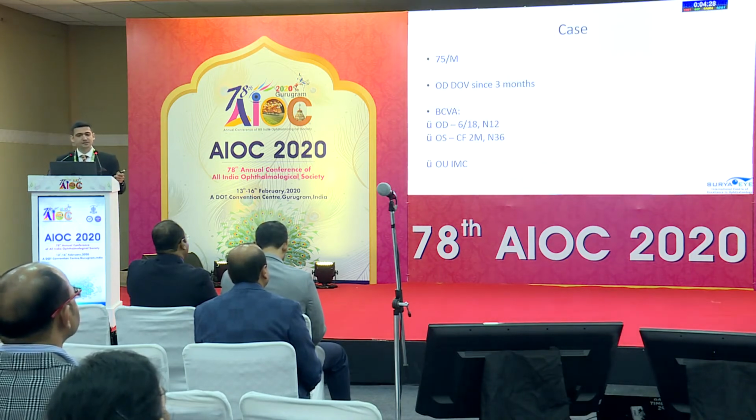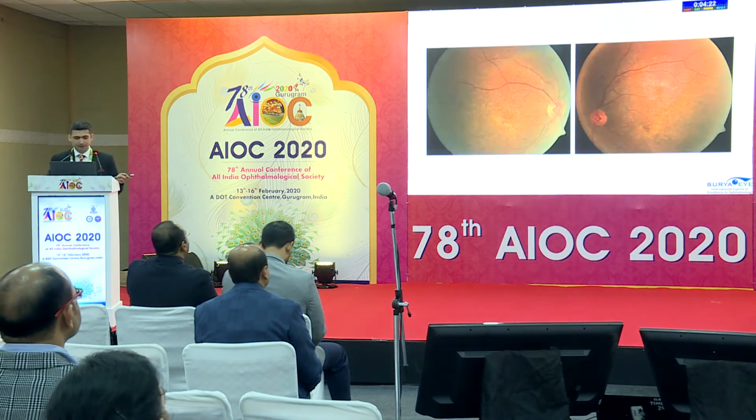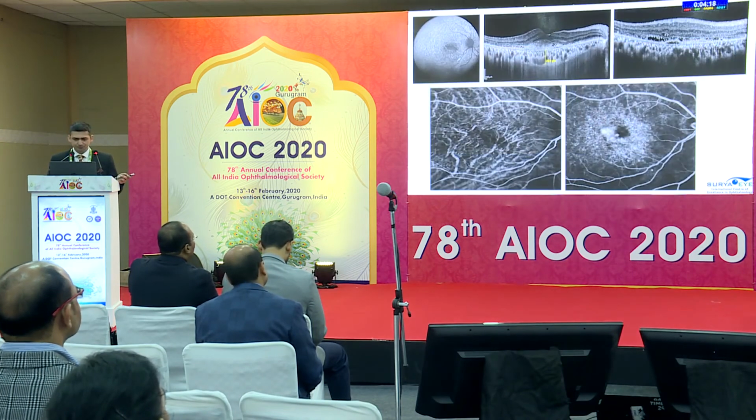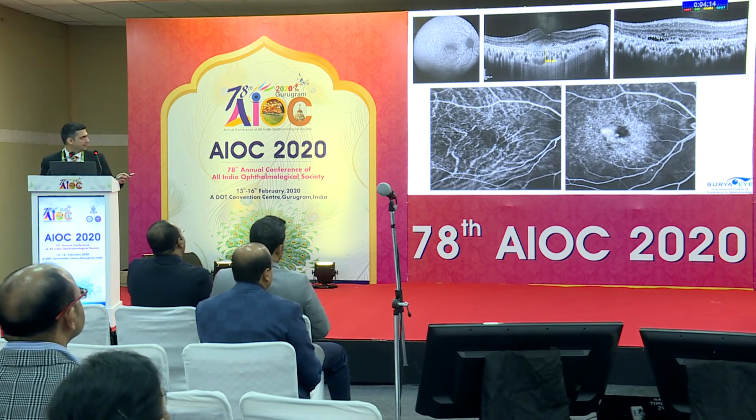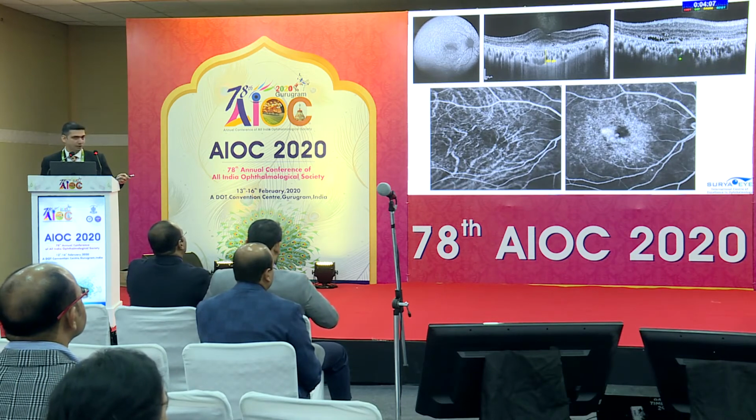And this is another case of a 75-year-old male who had right eye reduction of vision since 3 months. His visual acuity was 6/18 in that eye. Both eyes showed presence of just RPE irregularities and changes. When we did an OCT, we can see there was a dense subretinal hyperreflectivity in that area with this shallow pigment epithelial detachment and underlying dilated choroidal vessels.